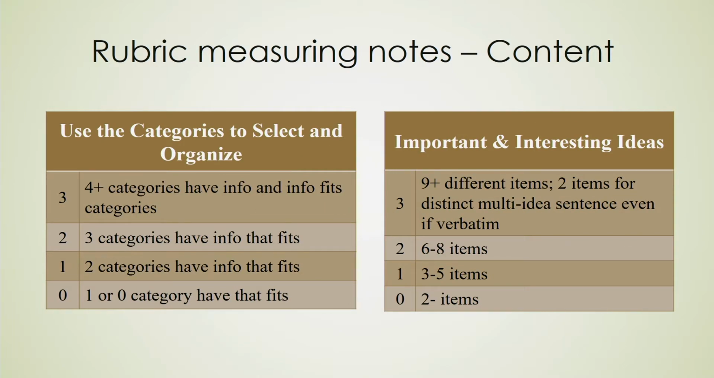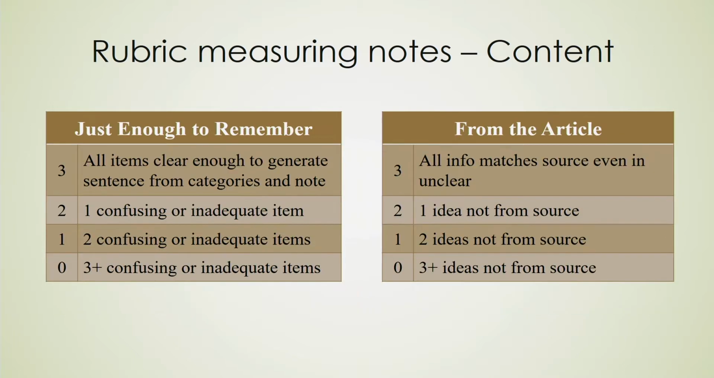We're also looking at content. So we're looking at, did they have the overall ideas? Did they have the information that they need? Did they use categories to select and organize? Did they have important and interesting ideas? Were the ideas just enough to remember, and were they directly from the article?